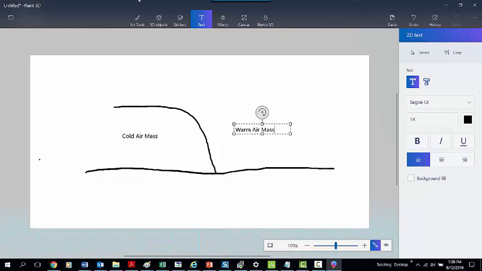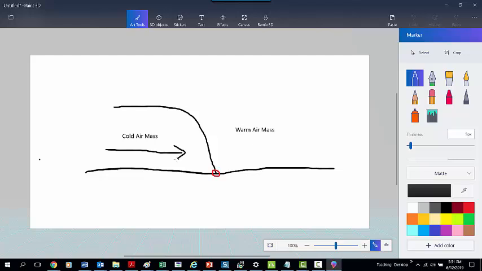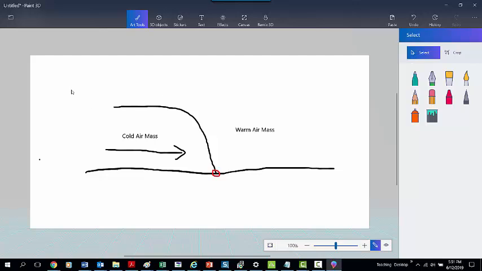And down here, once again, this right here is basically our front. This is the part that's moving forward. And this cold air front, cold air mass, is running in this direction that you can see from this arrow right here. So we're just going to go ahead and add this diagram into this.